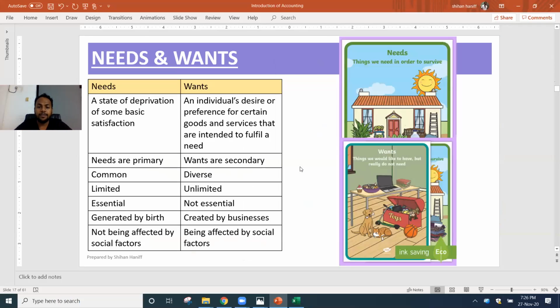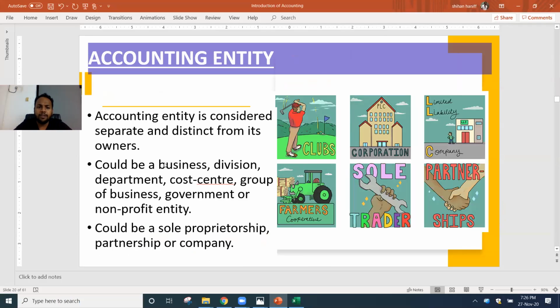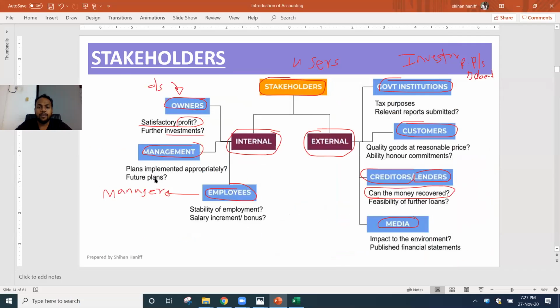So what is meant by accounting entity? Accounting entity means it is a separate entity from its owners. If this is the owner and this is the business, this business is considered a separate entity and it is called an accounting entity. It can be a sole trader, a partnership, a company or a corporation, a club, cooperatives, anything. And it's a separate business entity, separate from the owner. That is called accounting entity. Okay. So that's about the definition.